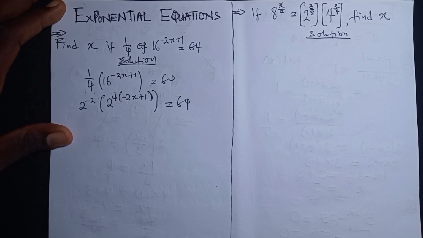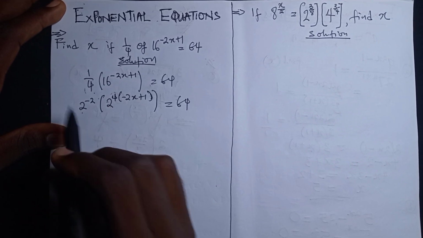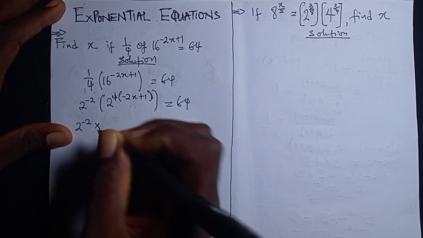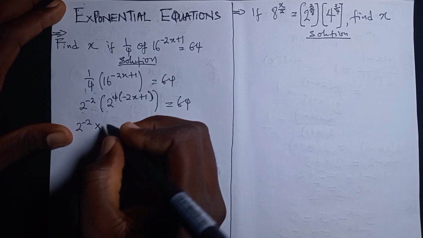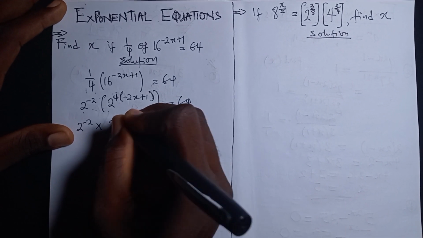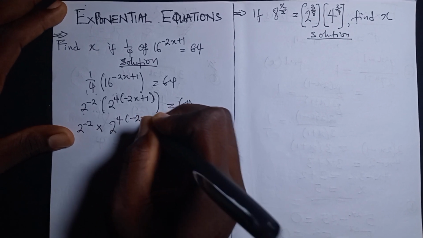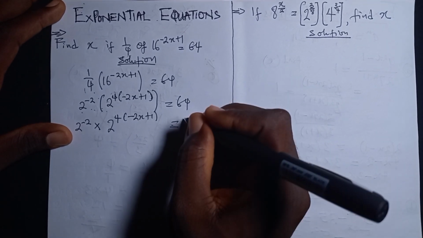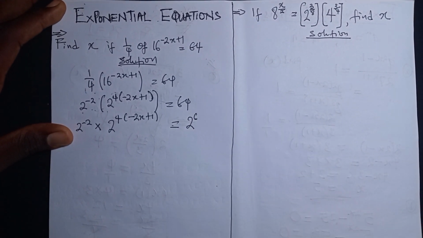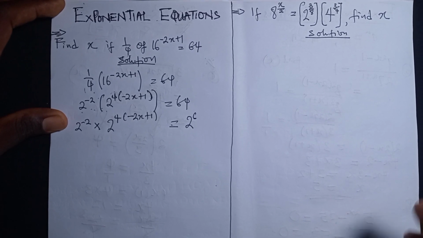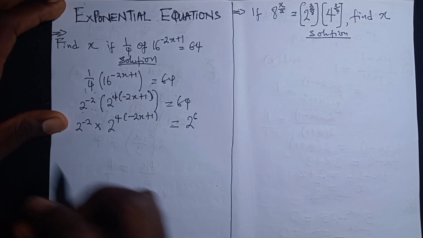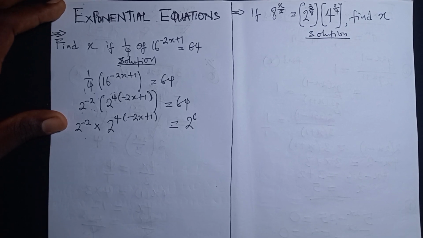So solving further, we have 2 raised to power minus 2. You can also put, removing the bracket, this is still the same thing as multiplication. So you have 2 raised to power 4 minus 2x plus 1 equals to 2 raised to power what? 6 is 64. 2 times 2, 4, 4 times 2, 8, 8 times 2, 16, 16 times 2, 32, 32 times 2 gives you 64.